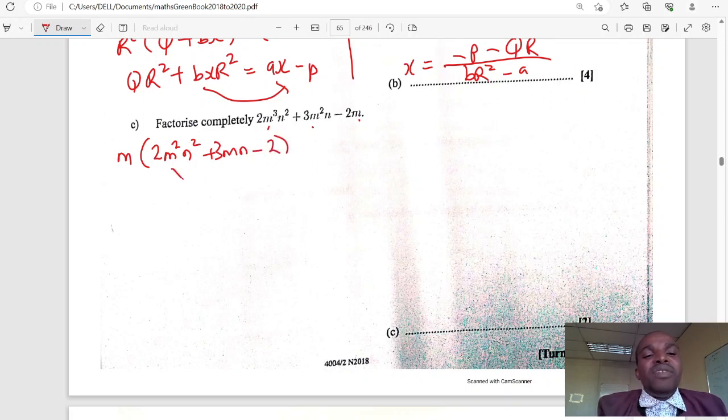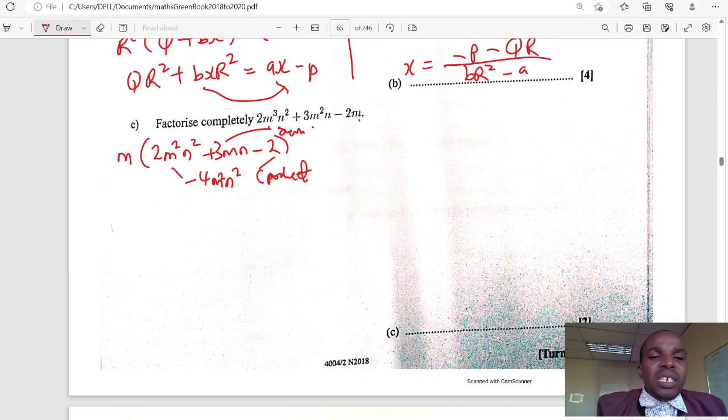Then this expression can be factorized. You multiply this and this, ignoring m at the moment. 2m squared n squared times minus 2 is minus 4 m squared n squared. Then you find two numbers that, when you multiply them, give you minus 4. This one is called the product. The middle term, plus 3mn, is called the sum. So you find two numbers that multiply to give 4 and, when you add or subtract, give the sum, which is plus 3 in this case.